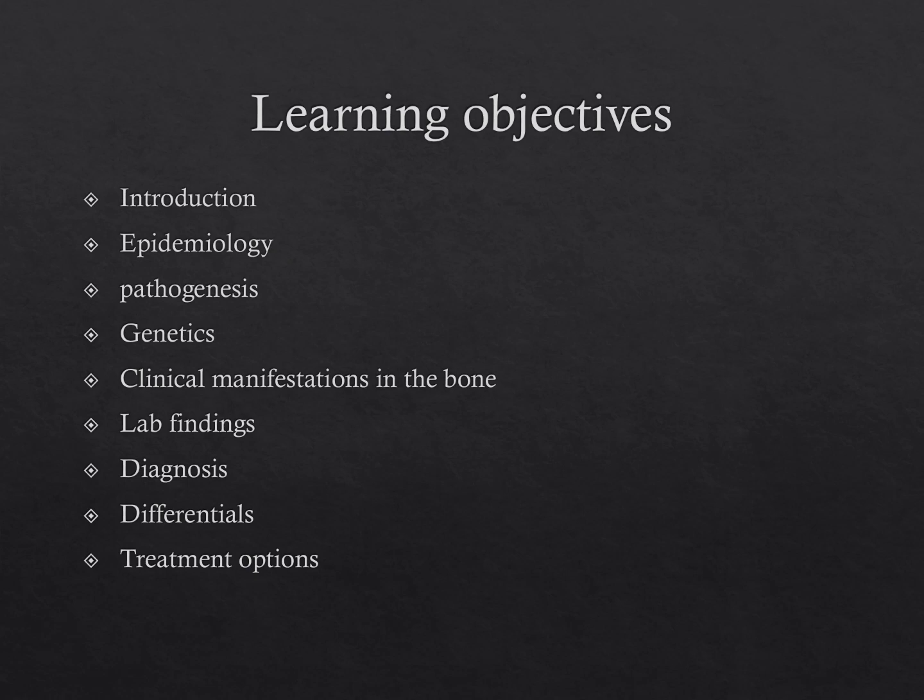Coming to the learning objectives of the presentation itself, I will be introducing this disorder, following which will be the epidemiology of the disorder, after which we will be speaking more of the pathogenesis and the genetics involved. Later on, it will be the most important part of the talk, which is the clinical manifestations in the bone itself, followed by the lab findings which help in the diagnosis of this rare disorder. There will be quite a few differentials which follow the same pattern as this particular disorder, and hence we'll be speaking about that. And last but not the least will be the treatment options available in front of us.